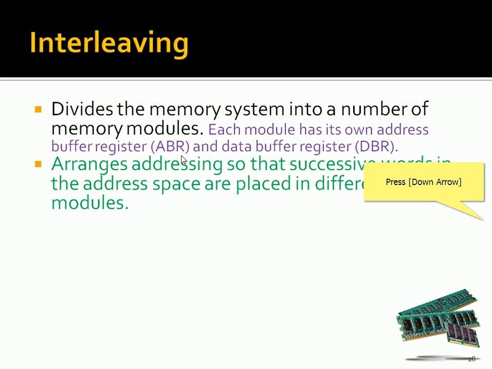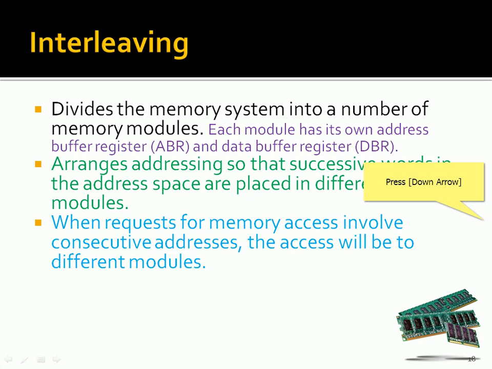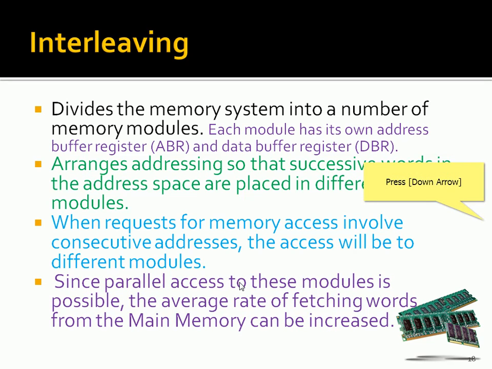Interleaving arranges addressing so that successive words in an address space are placed in different modules. Successive words could be placed in successive locations, in successive modules, or in the same module. When a request for memory access involves consecutive addresses, the access will go to different modules, right? Different modules also help us, since parallel access to these modules is possible. In the earlier case, the entire memory was one chip or one module, so parallel access may not be possible. So the average rate of fetching words from the main memory can be increased. In order to increase the average access rate of the main memory, it is better to split that memory into modules.